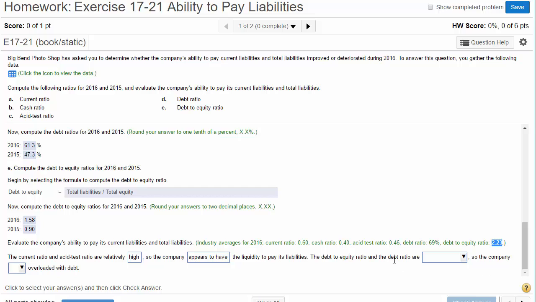And then they're also asking about the debt ratio. The debt ratio for the industry is 69%. Ours is 61%. So ours are, I would say, not extremely low, but they're not relatively high. I would say they're below average, but the closest answer is at average levels. So the company does not appear to be overloaded with debt.